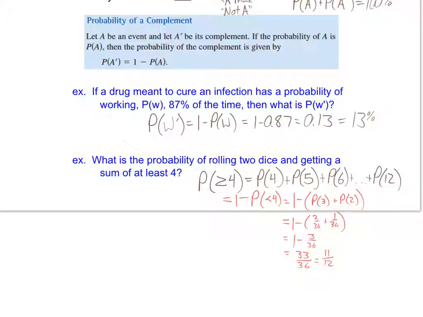Okay? So the complement is really nice to use when you see something like this where it's talking about at least or no more than or something like that, where you're looking for the probability of a range of values. So, does this make sense so far? Alright.